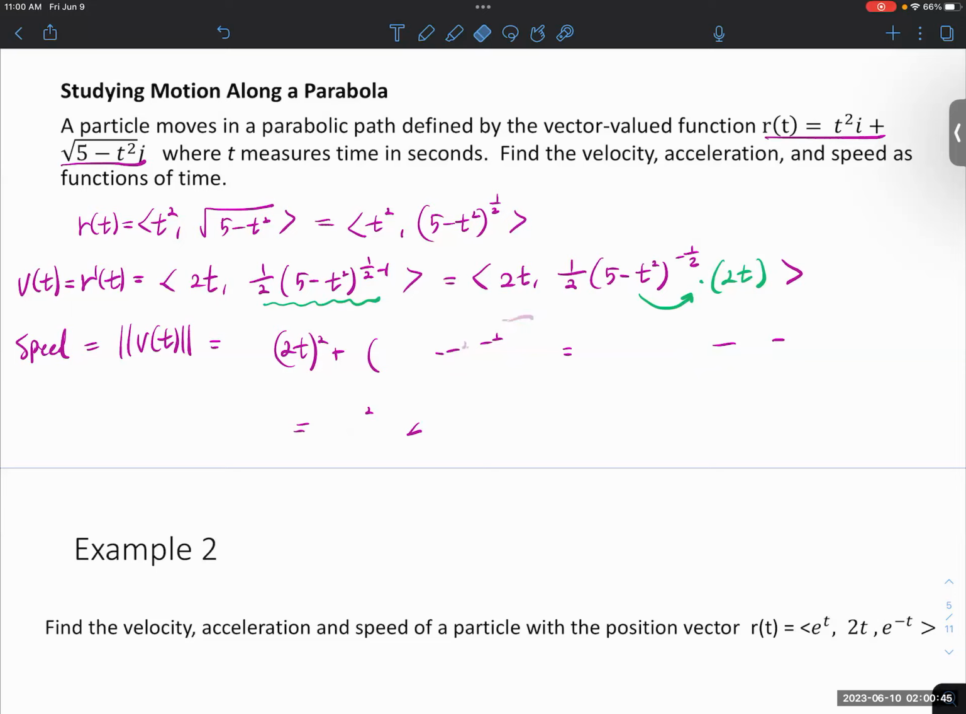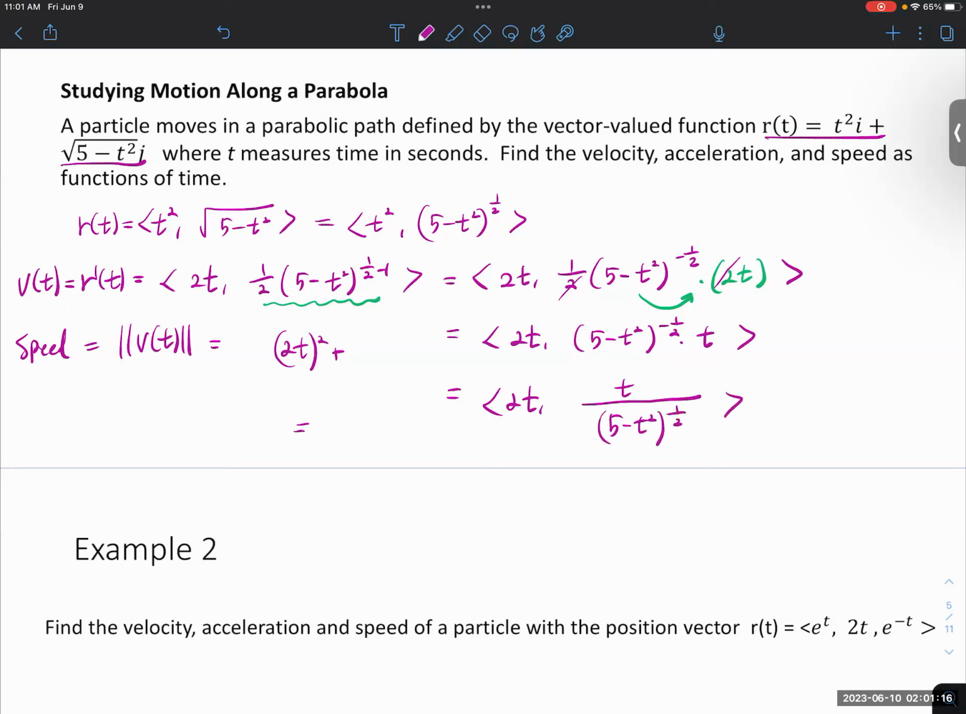So here, I'm going to just find out the velocity again. So that is going to be 4t squared. And I can simplify, 2 and 2 cancel. So velocity is 2t, 5 minus t squared, negative 1 over 2. This is actually the velocity, which is a better form. And then you can rewrite it as 2t times t over 5 minus t squared to the half exponent. So I can change that negative exponent to the positive.